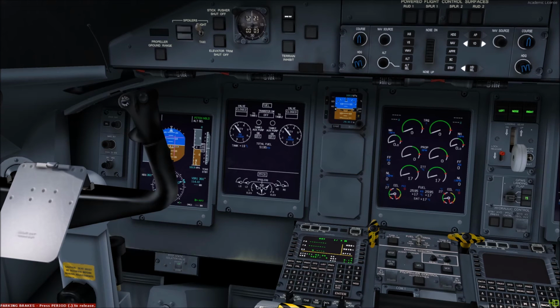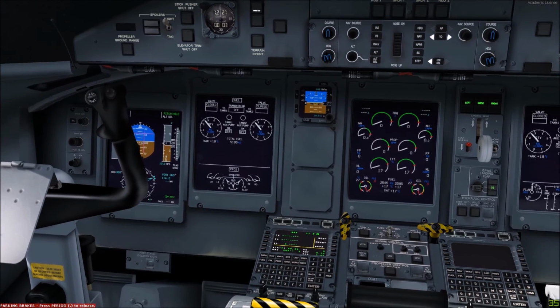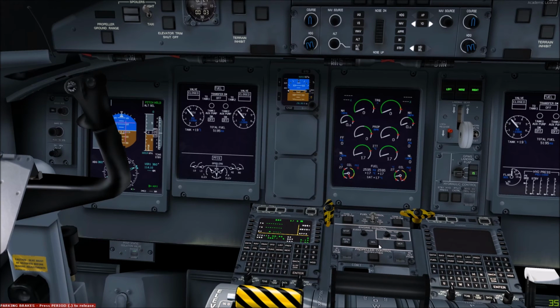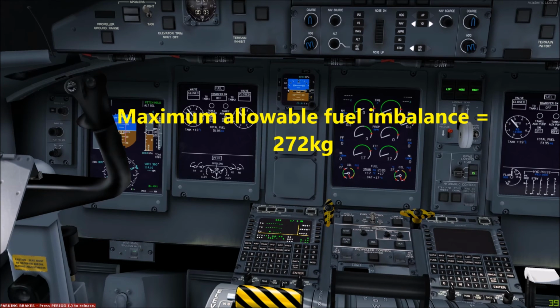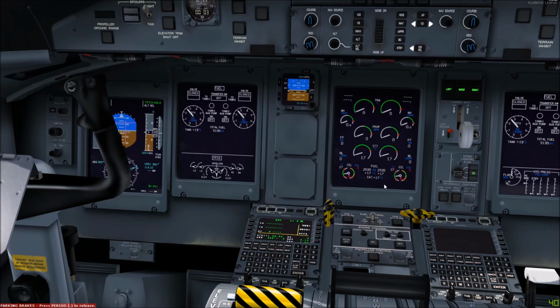There is, however, the possibility to transfer fuel from one tank to another, and this can be done using the fuel transfer switch on the center panel. The minimum fuel imbalance that is allowed between each tank is 272 kilos. So if an imbalance between the two fuel tanks shown on the fuel gauges here on the engine display becomes greater than 272 kilograms, then the fuel transfer option will have to be used to transfer fuel into the depleted tank.